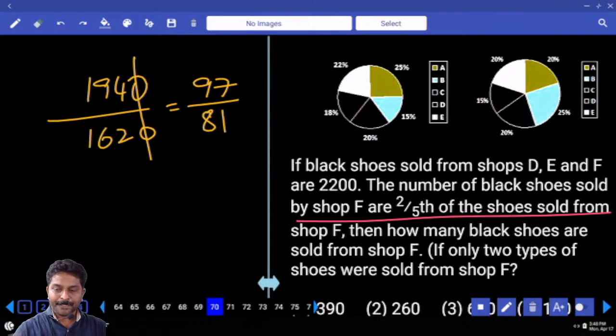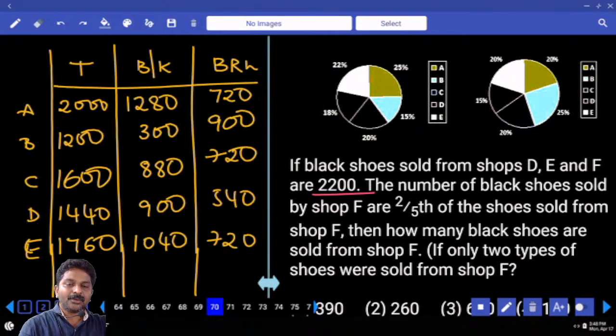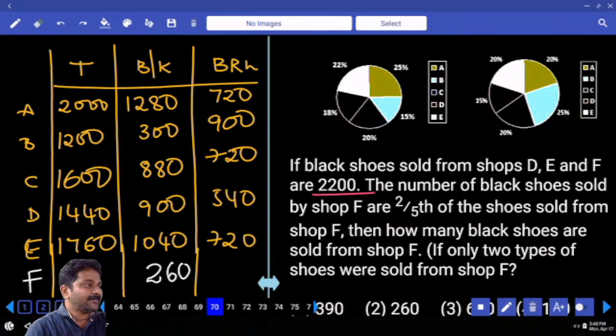Clear? Next, the black shoes sold from shops D, E, F are 2200. DEF black shoes. Already we know D and E both together. How much was that? 1940. Then F should have 260. Then only the total becomes 2200.